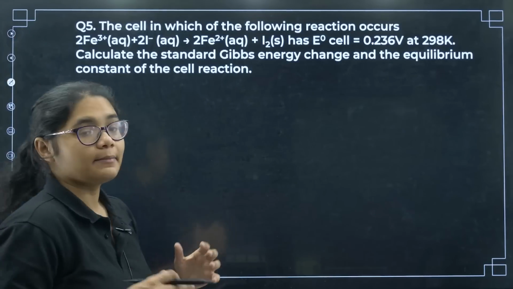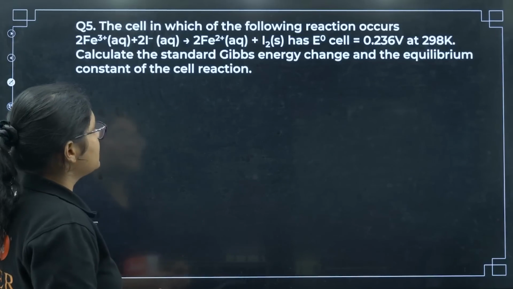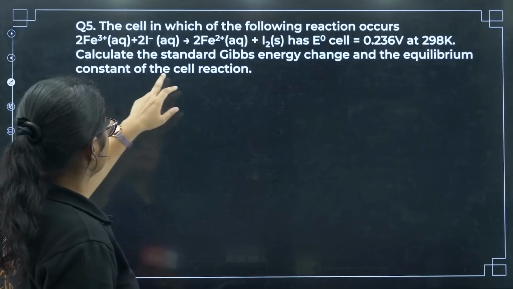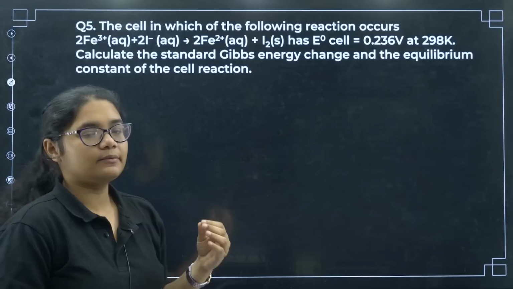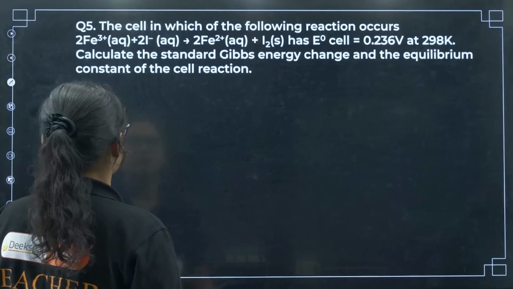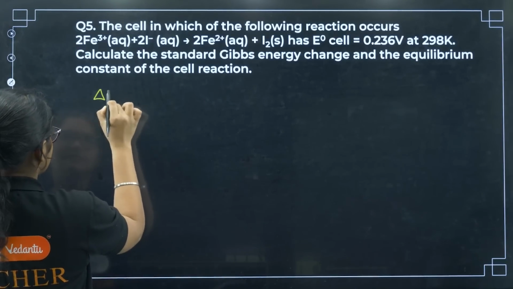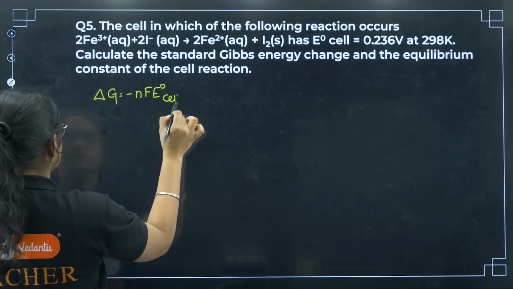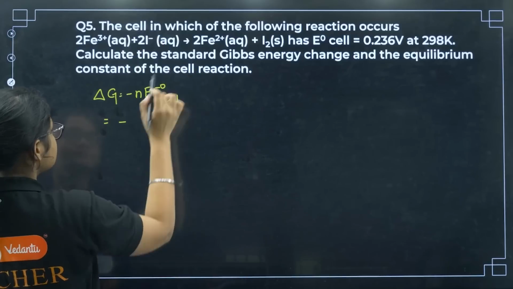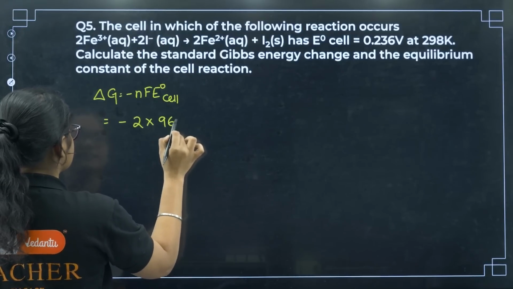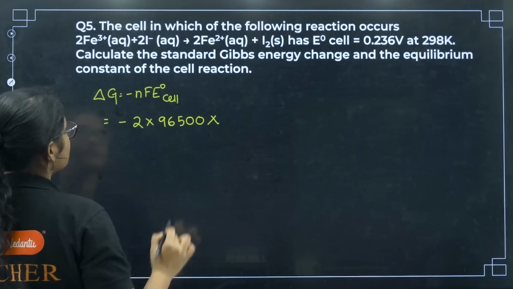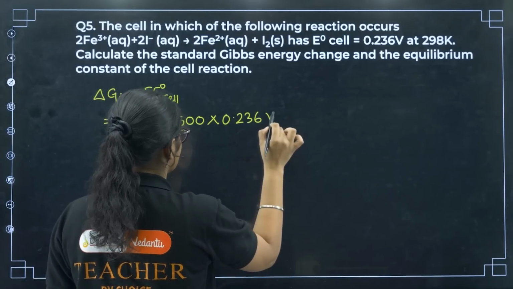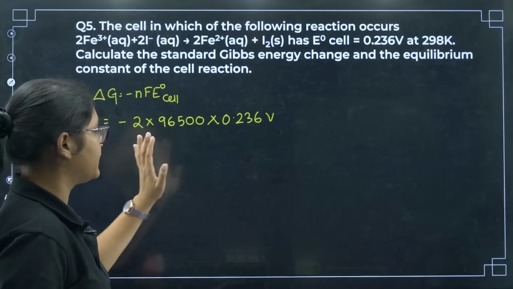Next, question number 5: for the cell in which the following reaction occurs, calculate the standard Gibbs free energy and the equilibrium constant of the reaction. This is a very simple formula-based direct question. For Gibbs free energy, we have ΔG is equal to minus nFE° of the cell. It is minus, electrons are 2, into 96500, into E° of the cell, which is 0.236 volt. If you calculate, you will get the ΔG value.